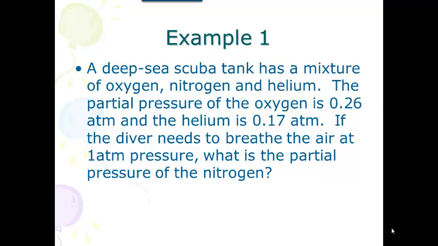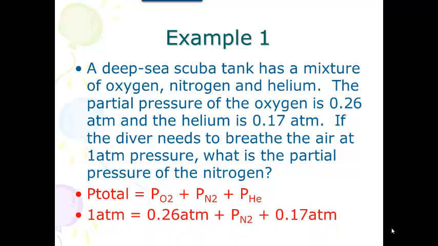Now here's an example. Scuba tanks, as you know, have a mixture of gases. This one has oxygen, nitrogen, and helium. We're given the partial pressure of 2 of those gases, and we're trying to find the partial pressure of the nitrogen. We want to make use of Dalton's law. So here I've substituted in my 3 gases. Next, I'm going to substitute in the numbers that I'm given.